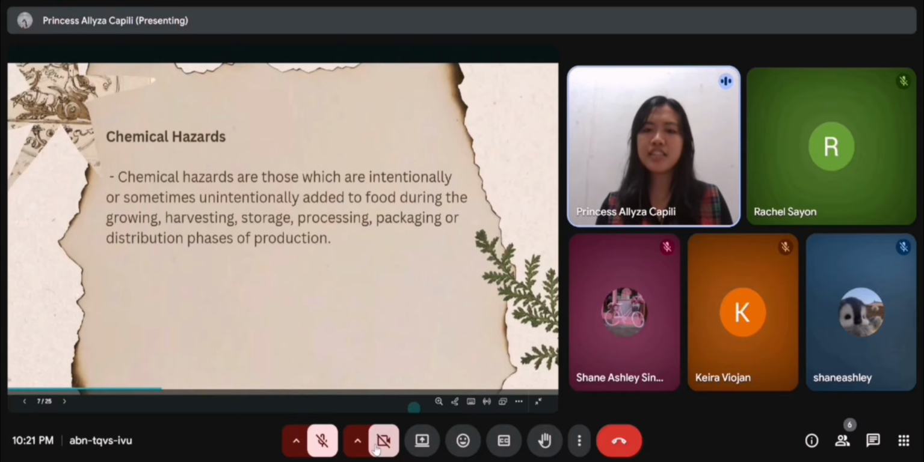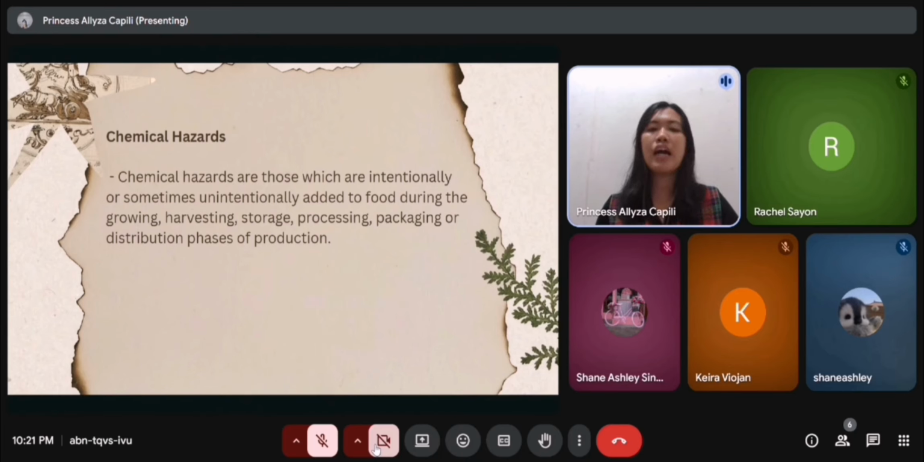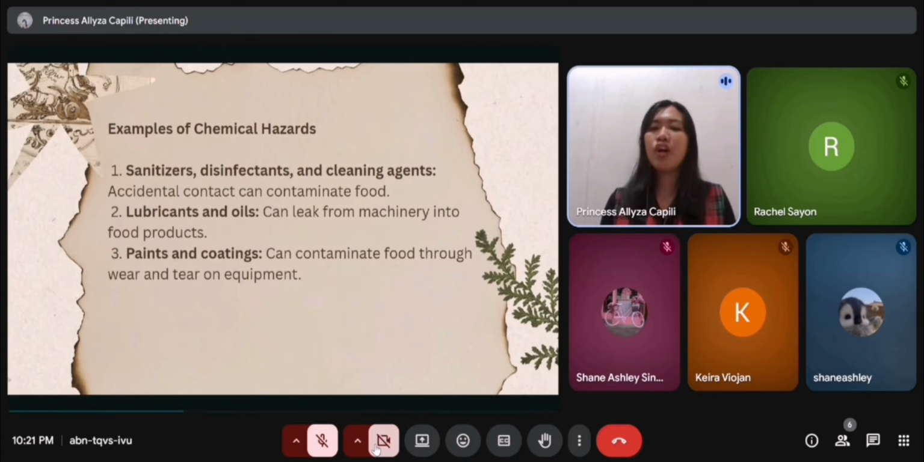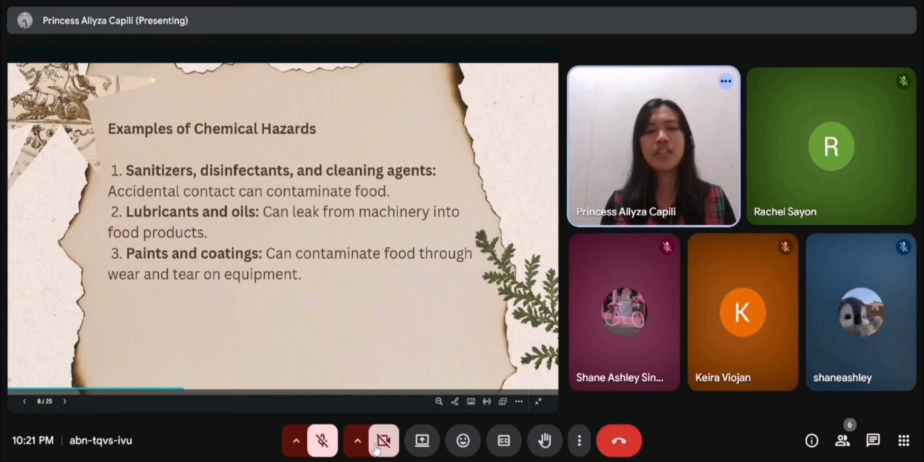Now the next hazard is the chemical hazard. Ito naman yung mga harmful substances. These chemicals can enter food either on purpose or by accident during different stages of food production. For example, lubricants and oil can leak from machinery into food products.